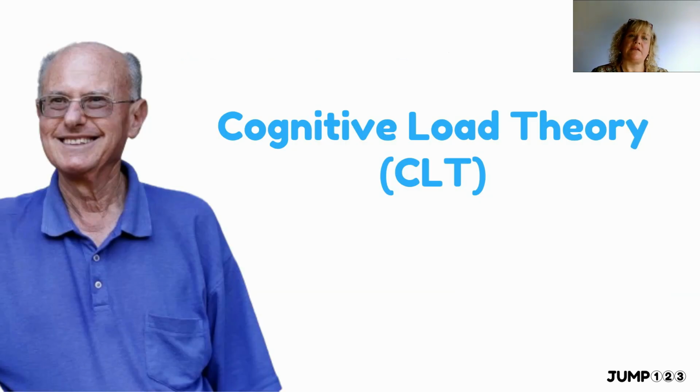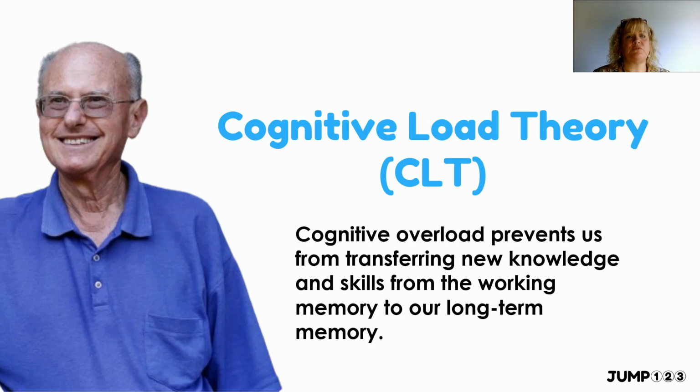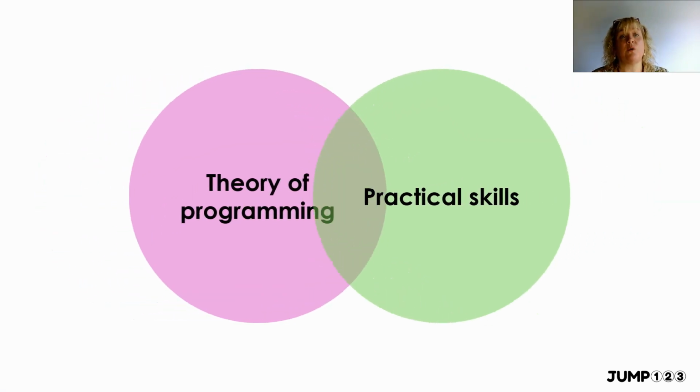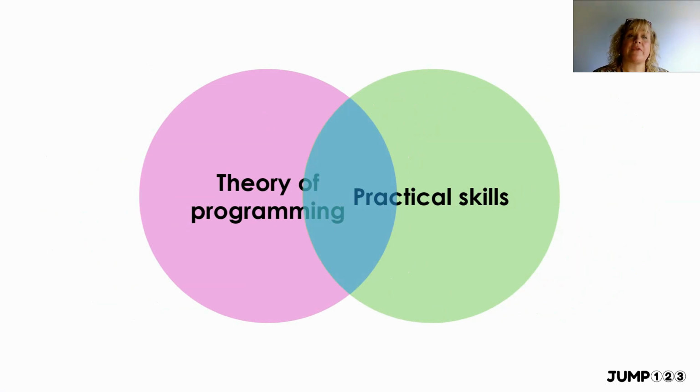So if we go back to the cognitive load theory, the overload actually prevents us from transferring new knowledge and skills from the working memory into the long-term memory. So we do actually need to take this on board. It is a really important theory about why some students might be struggling to learn things. So when we are presenting them with the theory of programming and the practical skills, that's an awful lot to be taken in, and quite often where these mesh together can be where cognitive overload can easily occur.